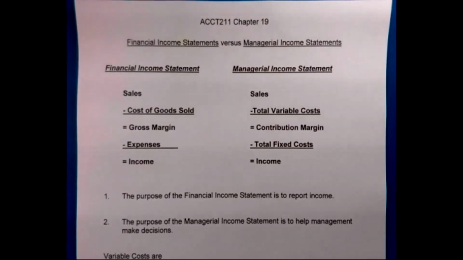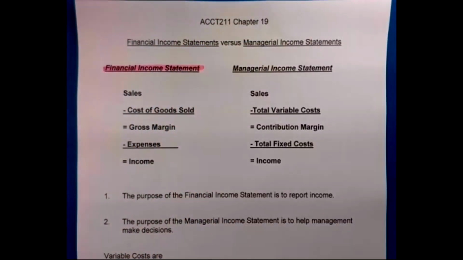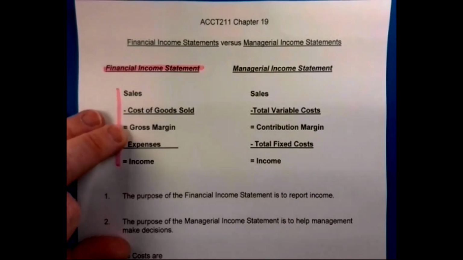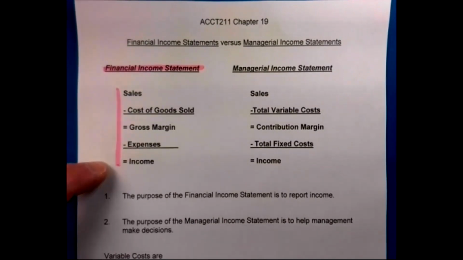Okay, so this is the second handout I sent out. This is kind of a comparison between what we're going to be doing from here on out and what we did before. So this is our financial income statement. This is the income statement you guys have seen forever. Sales, cost of goods sold, gross margin or gross profit, expenses, income. This is what you guys have been doing through the first accounting class and through this one so far.